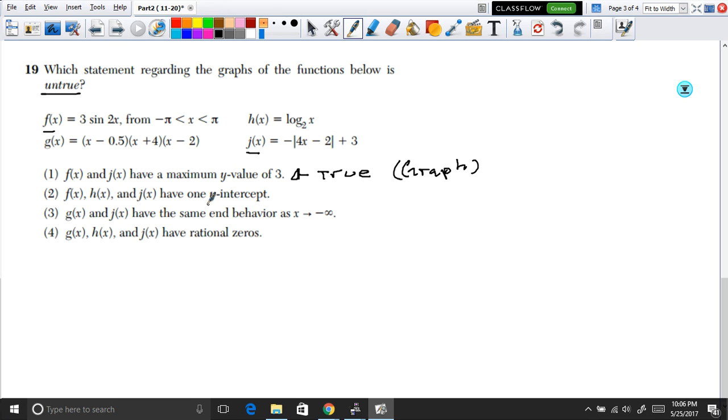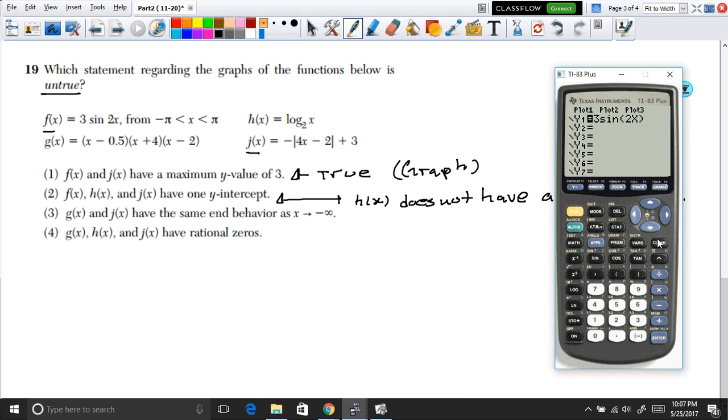Now, if we look at option 2, it says f, h, and g have one y-intercept. If we graph h of x, you will see that h of x does not have a y-intercept. Well, let's just hope the calculator works now. All right, let's graph h of x so you can convince yourself.